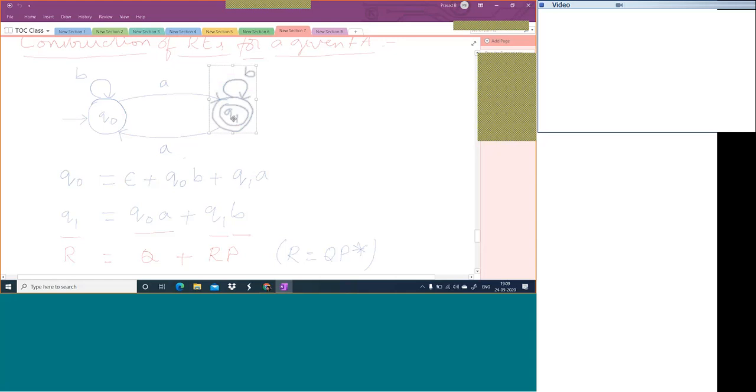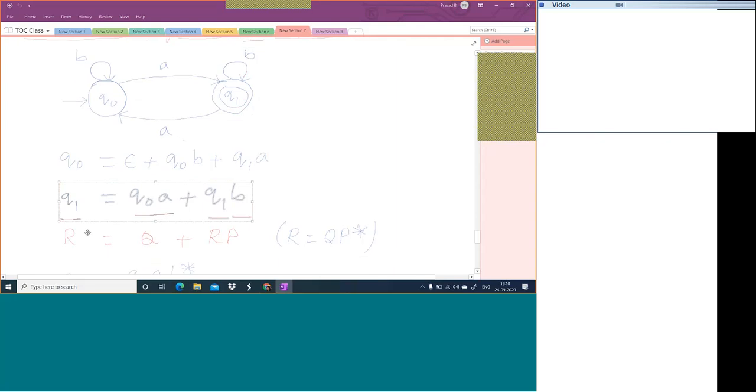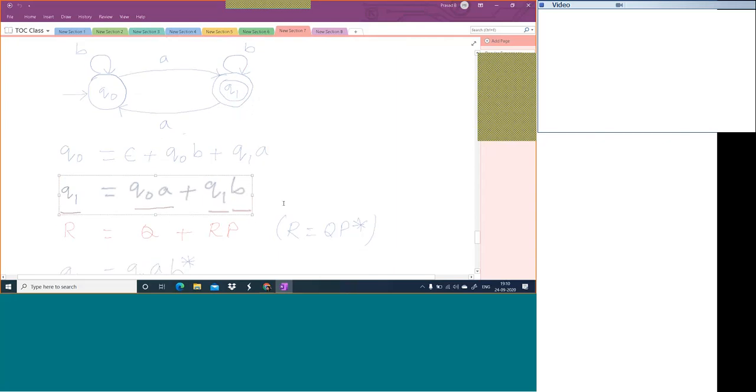Now I'm writing the Q1 equation. For Q1, you just identify the arrows reaching towards it. This is one and this is second one. So there are two edges reaching to Q1. One is from Q0 with label A, and one more is from Q1 with label B. So Q1 equals Q0A plus Q1B. Shall we write Q1 equals Q1B plus Q0A?